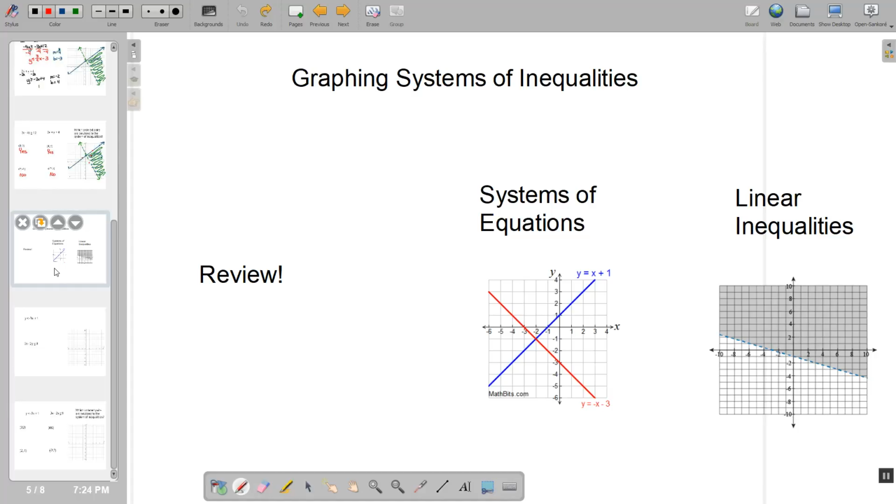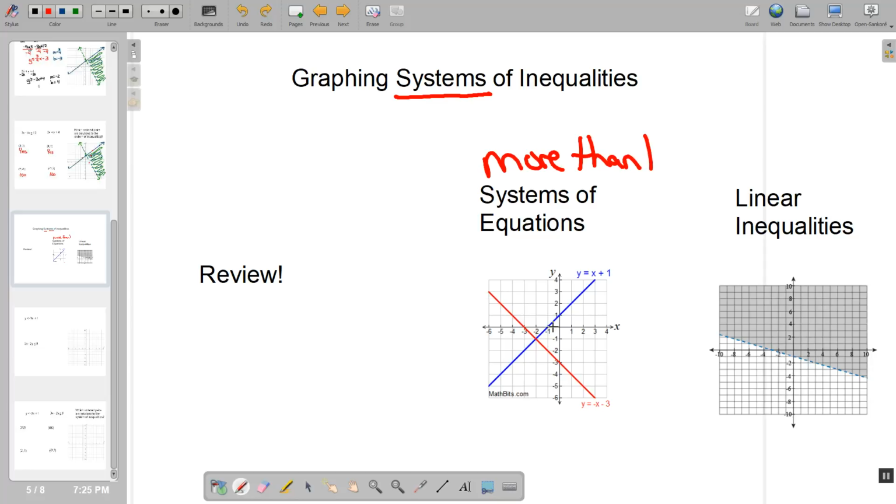The review video for graphing systems of inequalities is going to be really short. We're going to do one example, and then we're going to check our answers for one single problem. Before we start, to make sure we are on the right track, we have systems of inequalities. So systems means more than one.